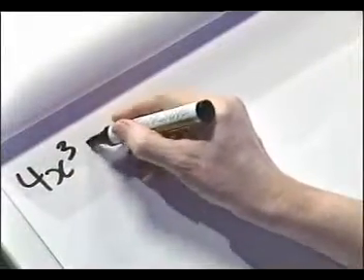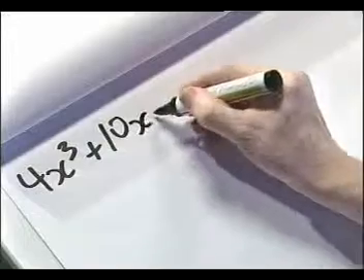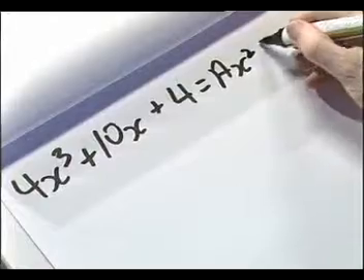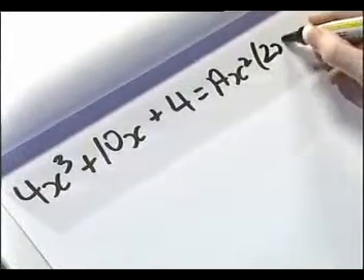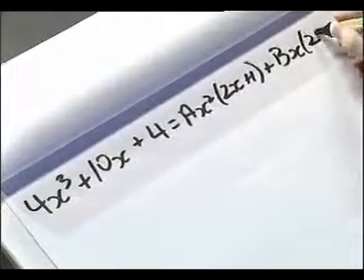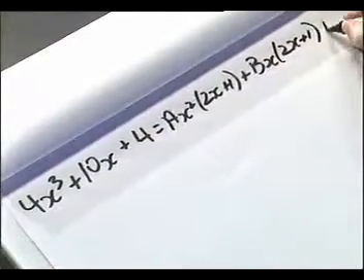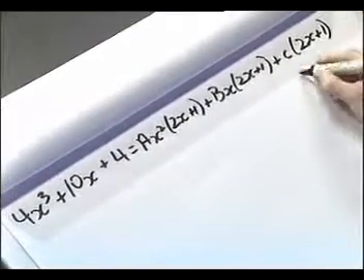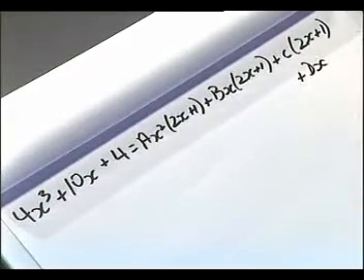Special values won't give me a or b, so I'm going to have to equate coefficients. This means I'll have to write this expression out again. 4x cubed plus 10x plus 4 equals ax squared times (2x plus 1) plus bx times (2x plus 1) plus c times (2x plus 1) plus dx.